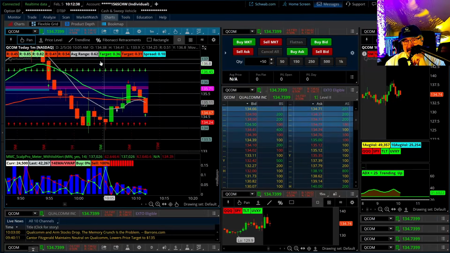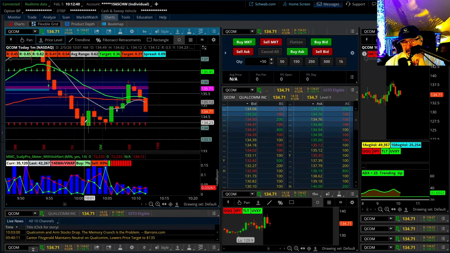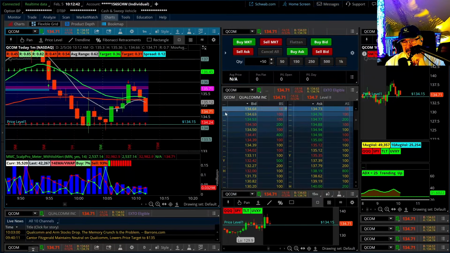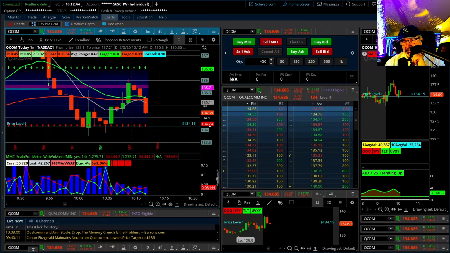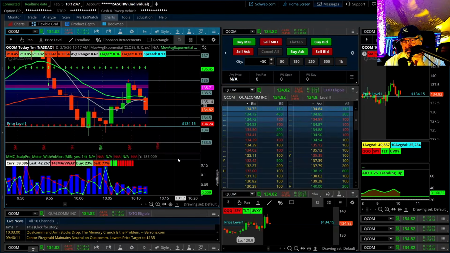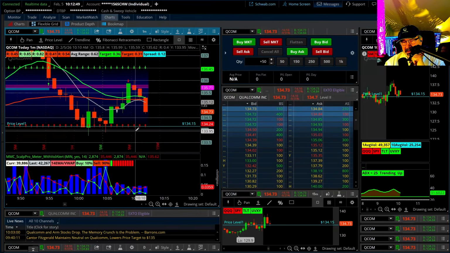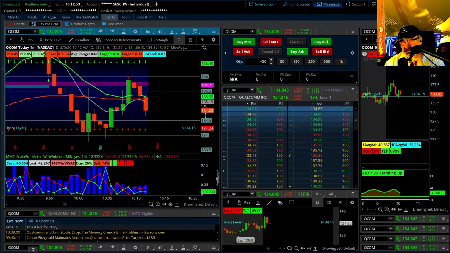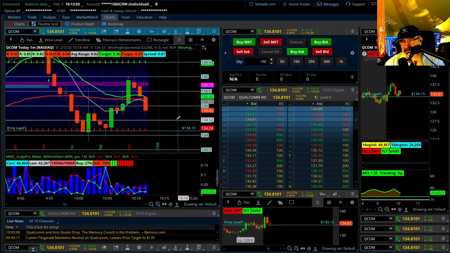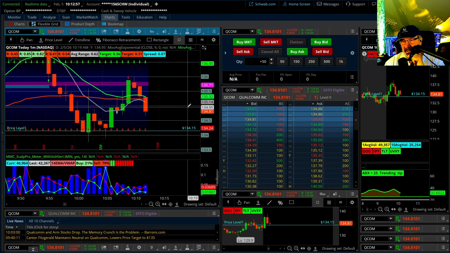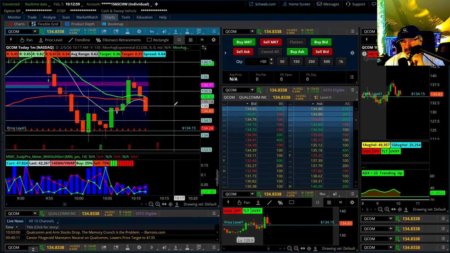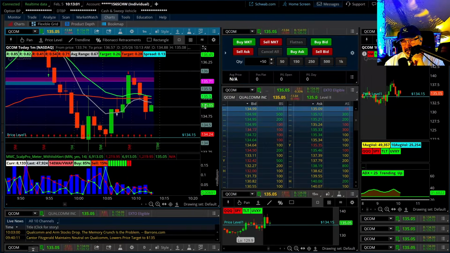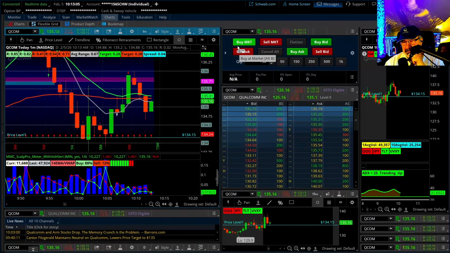Now I'd like to see it come down here before I go long, right in this area. I'd go long off of that, particularly off the 34 if it ever got there, but probably won't. It's really not moving that much because these are 50-cent channels. 35 turned it around.